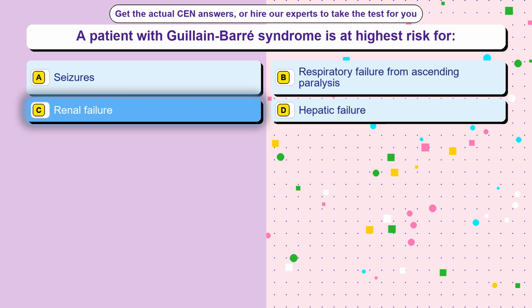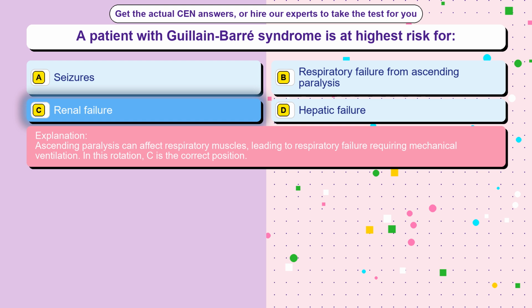The correct answer is option C, renal failure. Ascending paralysis can affect respiratory muscles, leading to respiratory failure requiring mechanical ventilation. In this rotation, C is the correct position.